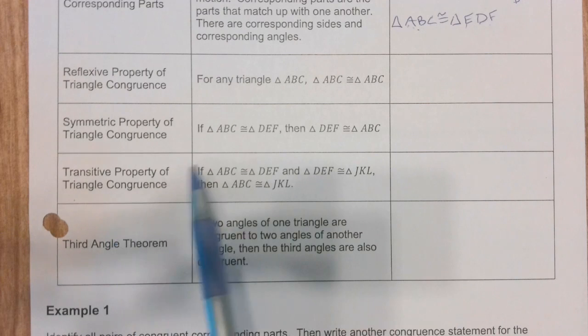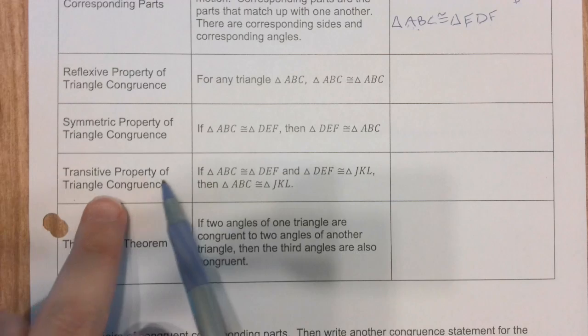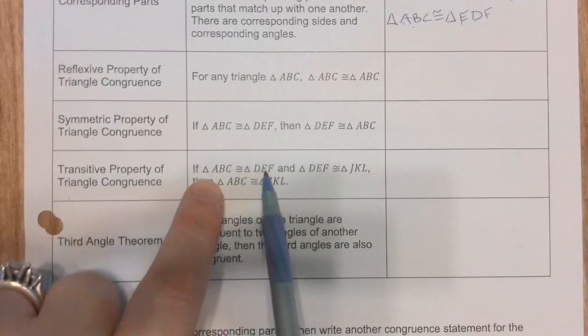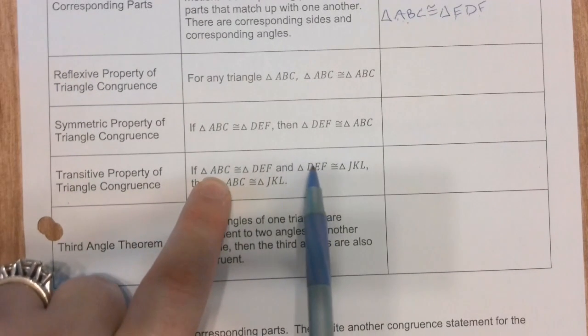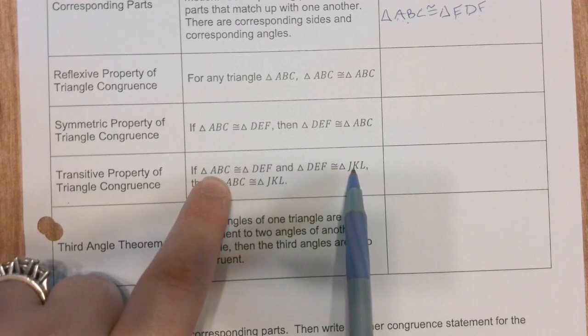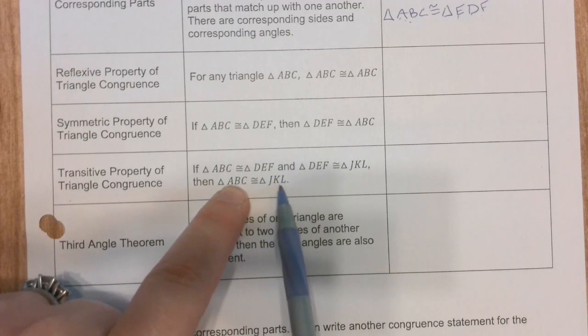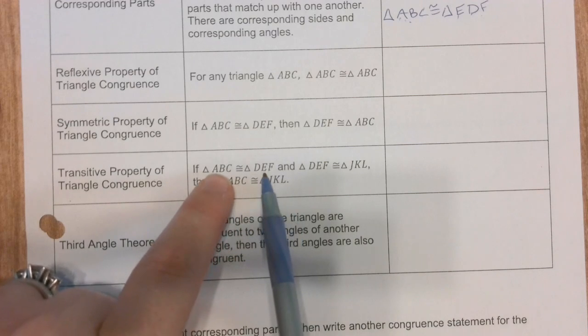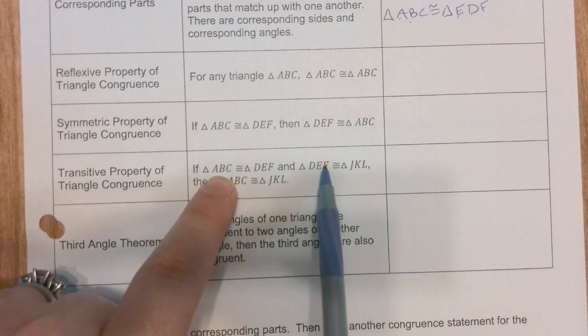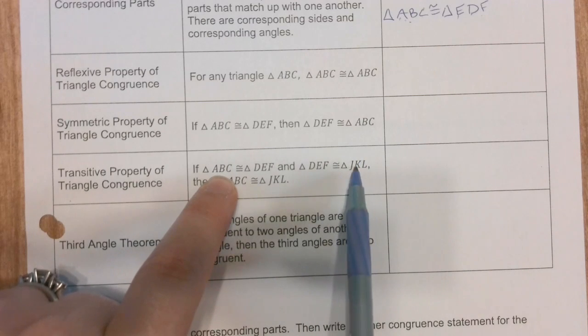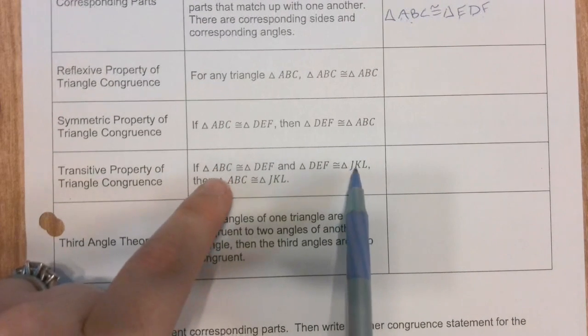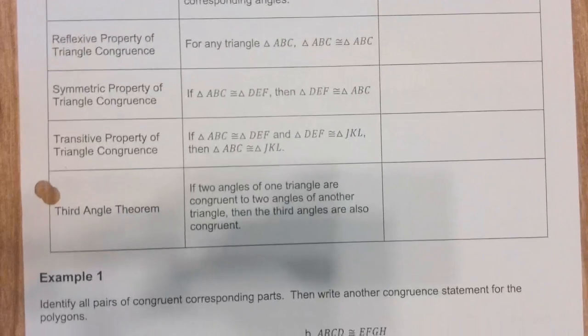The transitive property, we used the transitive property back in chapter 3 also. If triangle ABC is congruent to triangle DEF, and triangle DEF is congruent to triangle JKL, then triangle ABC and triangle JKL are congruent. Essentially, if the first is exactly the same as the second, and the second is exactly the same as the third, then the first and the third are exactly the same.